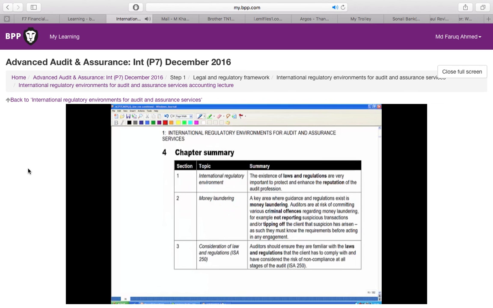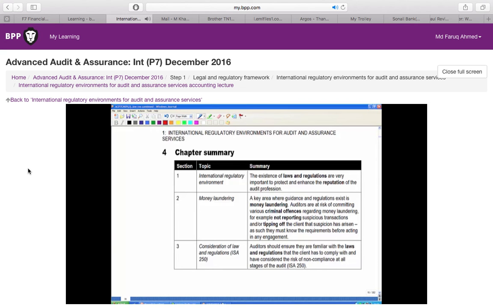At the end of each chapter, you'll find a summary which goes through each of the sections covered. For the international regulatory environments for audit and assurance services, we see in section 1 just that, a quick overview of the laws and regulations that are in place to try and govern and maintain the reputation of our profession. Secondly, in money laundering, we talked about the various offences as well as what money laundering actually is. We also discussed how difficult it can be for auditors and accountants to differentiate between those accidental breaches and those deliberate breaches of the money laundering guidelines, and we discussed the ethical guidance that's in place.